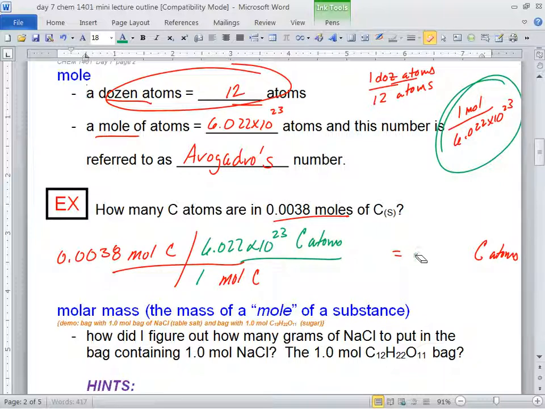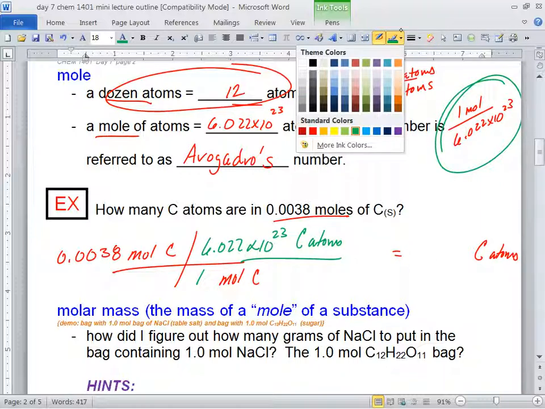I'm still writing green, Mia. How do I get rid of that green?